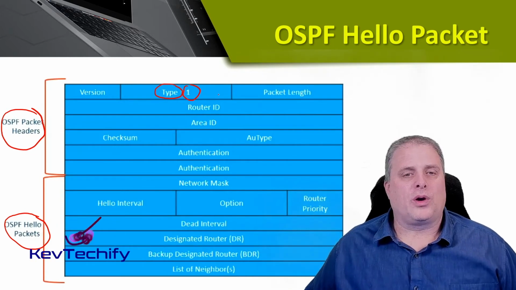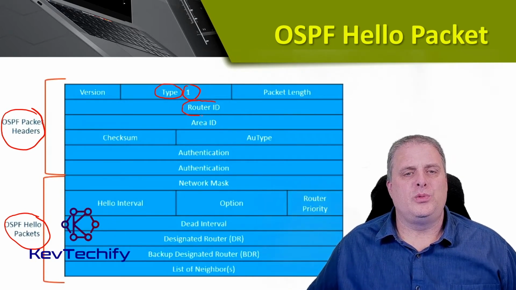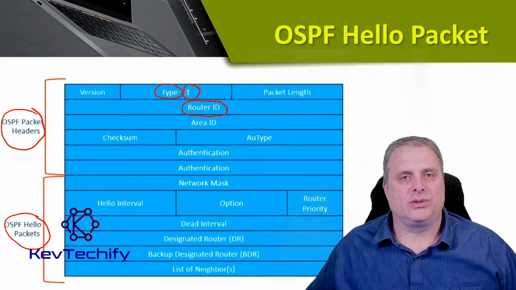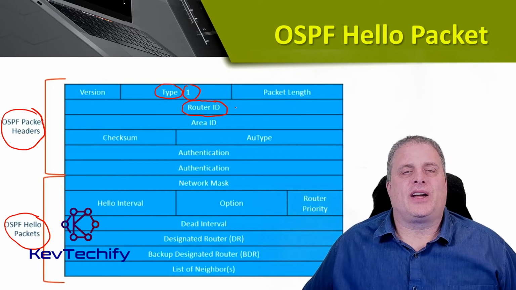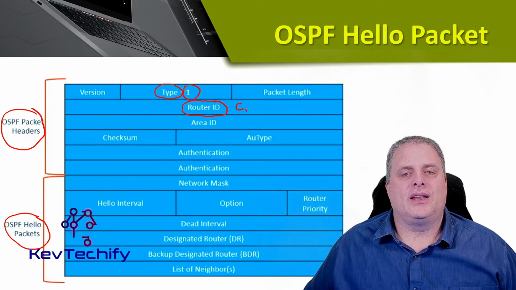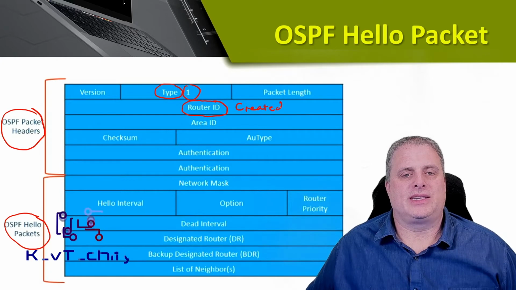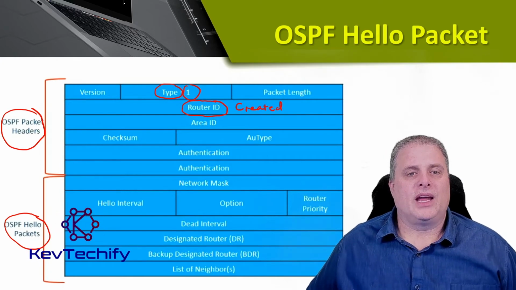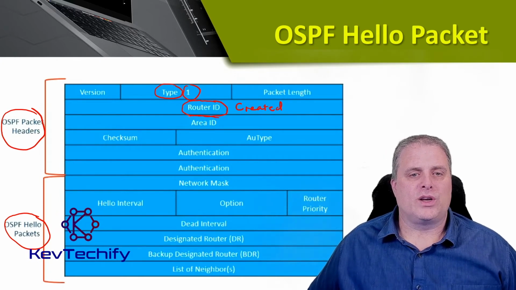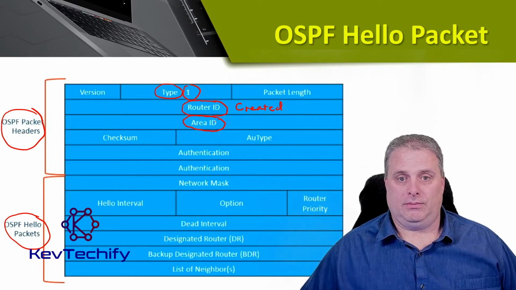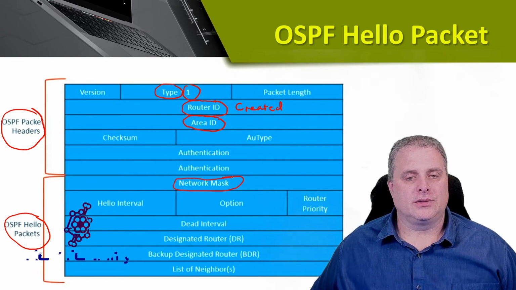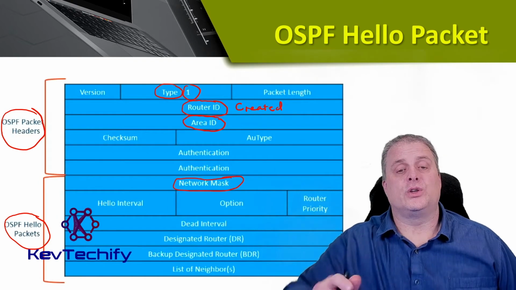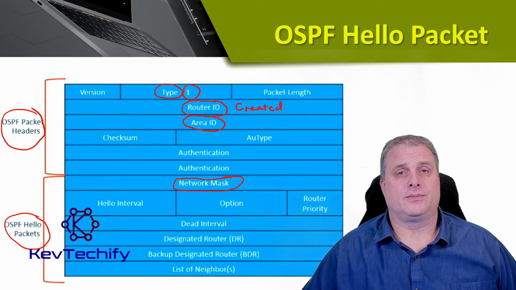Then we have the router ID. That's a 32-bit dotted decimal notation, typical IP address, that uniquely identifies the router that created this hello. Then we have the area ID, which is the OSPF area number of where this hello packet originated. We have the network mask, which is our subnet mask that is associated with the sending interface.